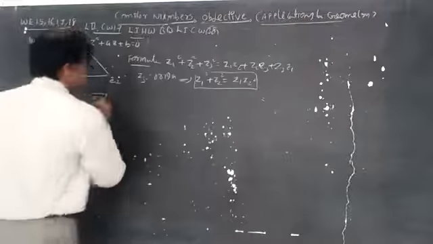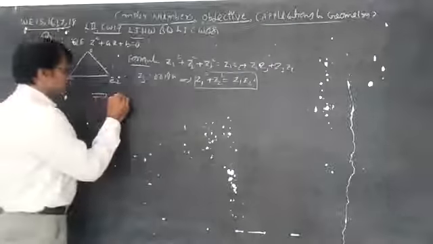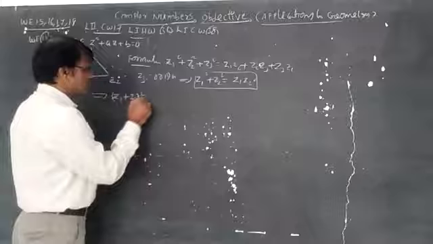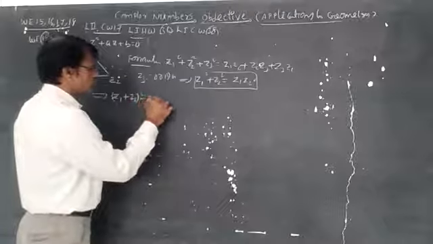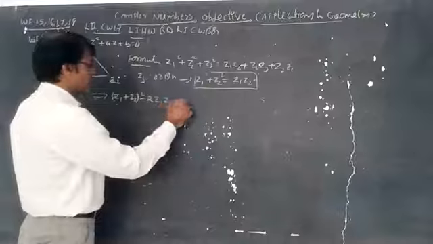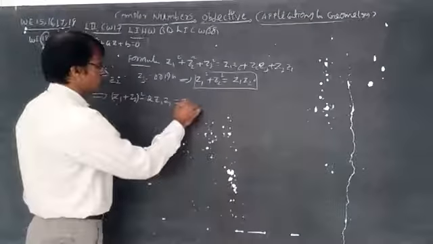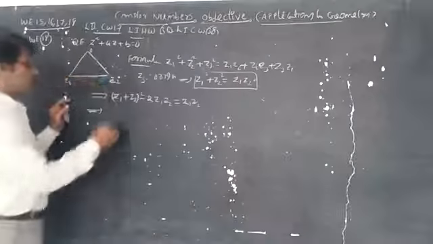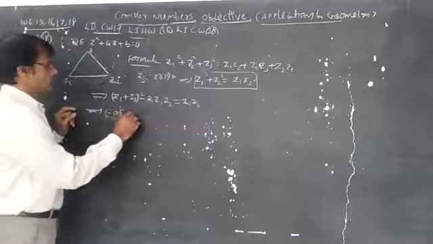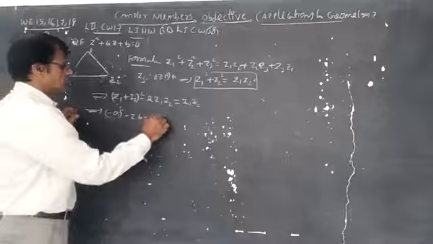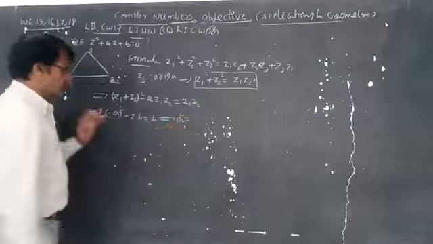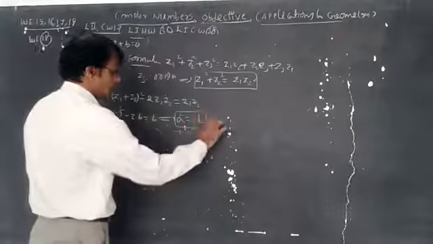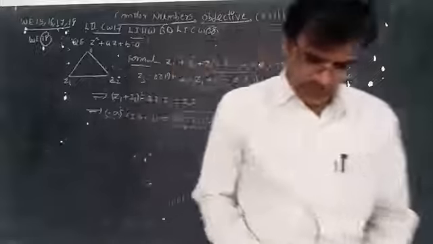Now using the formula of a square plus b square, we can write a plus b whole square minus 2ab. So right here, Z1 plus Z2 whole square minus 2Z1 Z2 is equal to Z1 Z2. Z1 plus Z2 is the sum of roots, so minus A whole square minus 2 into B is equal to B. That implies the relation A square minus 2B is equal to B. So A square is equal to 3B. This is the relation.